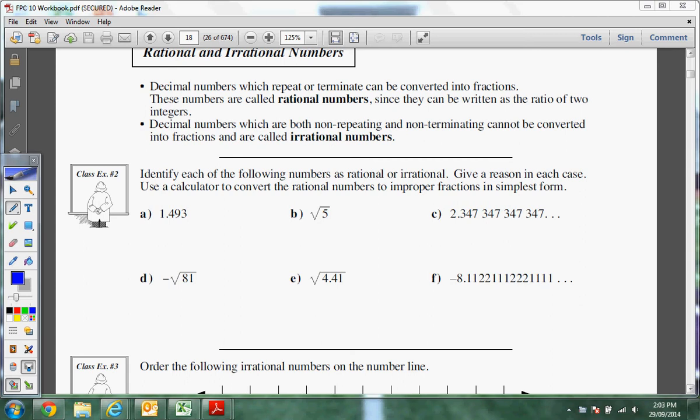Okay, so like I said, we'll look at that in a second. All right, so here's your basic definition for rational and irrational. Are there any questions on that? How to tell the two apart? Again, what should you think about irrational?